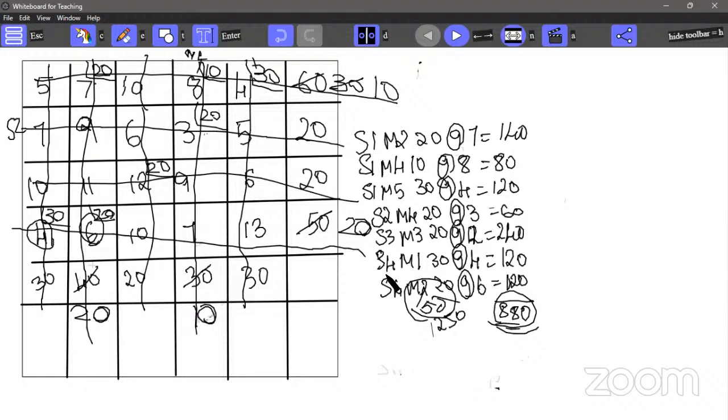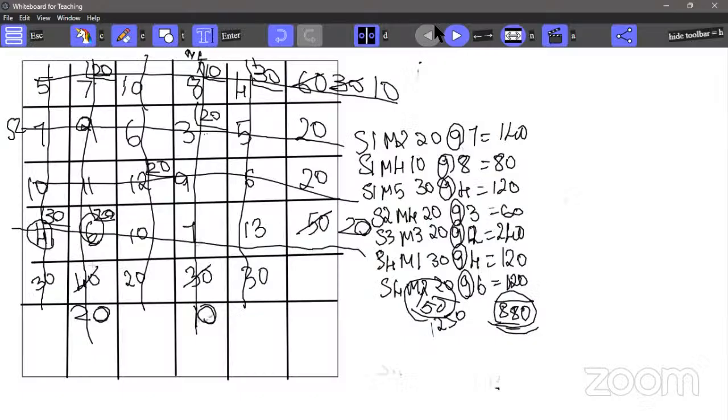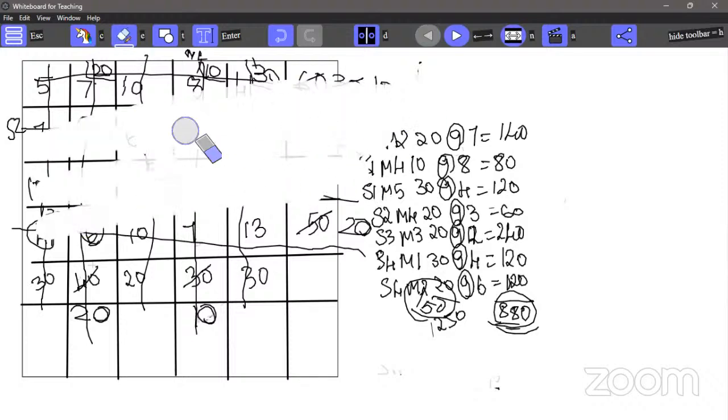Shall we go to the third method? For Vogel's approximation method, what I suggest is you should draw the table on the northwest corner of your paper book, so that I have some space below for working and some space on the right. Draw a table here.